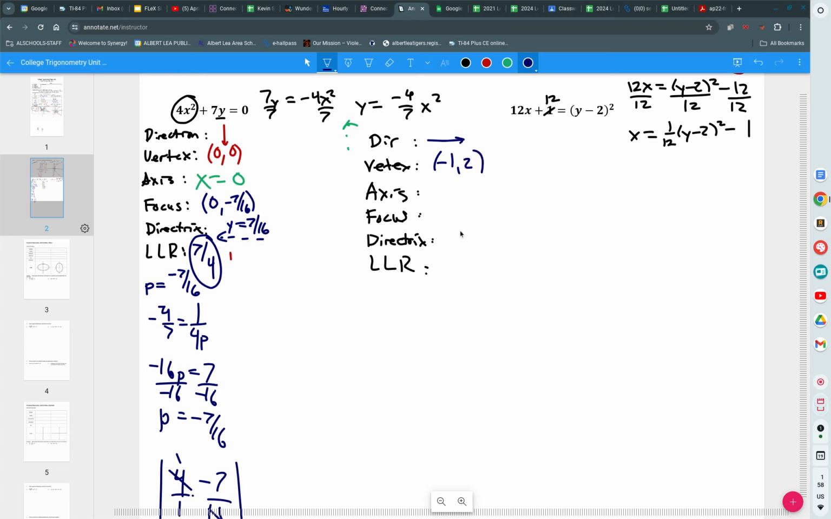-1, 2 is correct because the vertical shift is right here. It's paired with the y. So it's 2, and then the x is -1. It changes, folks, when it flips to x and y. So did anybody write 2, -1? When the x and y's change, then these change too. This gets paired with the y.